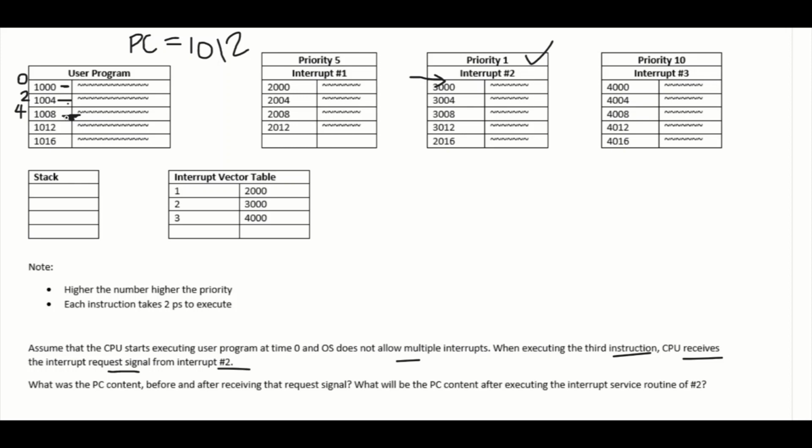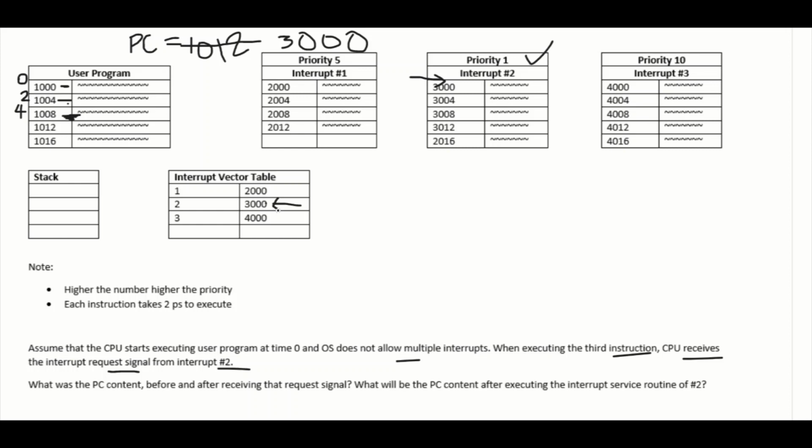So what will happen here? Your PC value will be changed now. It's no more 1012. It's going to be the starting address of the service routine for interrupt 2. This is the starting address of the service routine for interrupt 2. It's written in the vector table. Can you see? Starting address of interrupt 2.